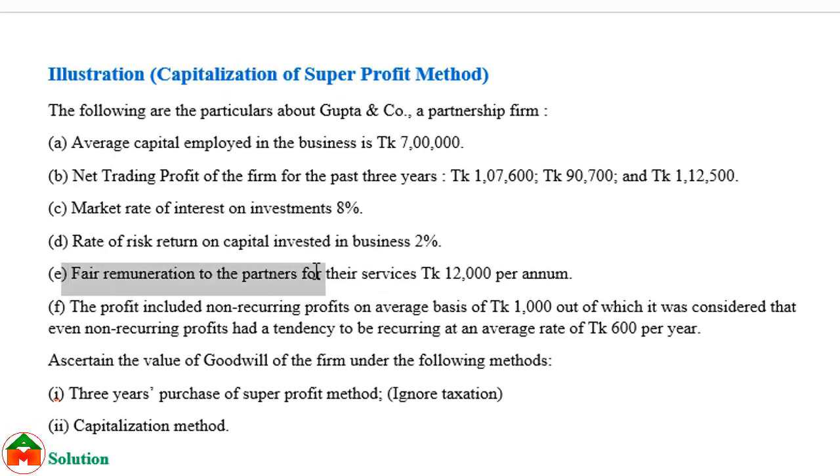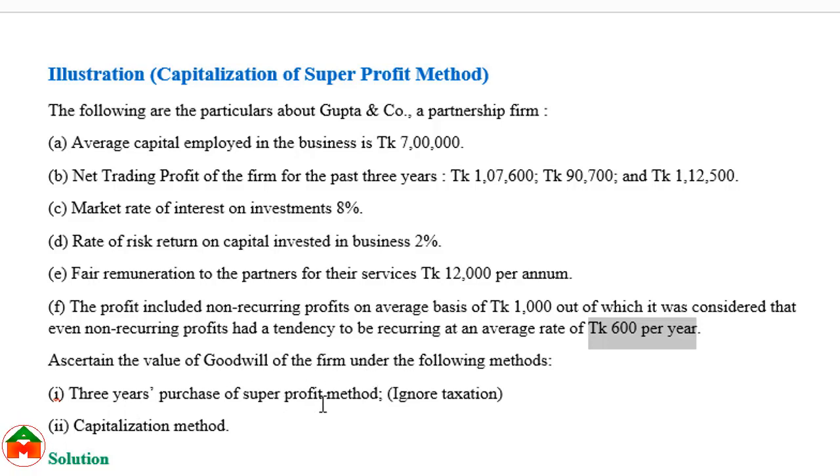Fair remuneration to the partners for their services 12,000 per annum. The profit included non-recurring profits, that means non-trading profits 1,000, out of which it was considered that even non-recurring profits had a tendency to be recurring at an average rate of 600. We need to calculate the goodwill of the firm by the following methods.